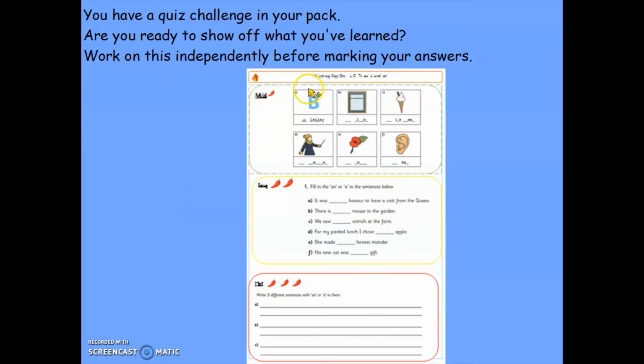So for example, A, the first one is a letter. So you would write a letter. If you were doing the spicy challenge, you would write A and then either an or a. And the hot challenge, you're going to write 3 different sentences with an or a in them. We would like you to independently do this on your own.